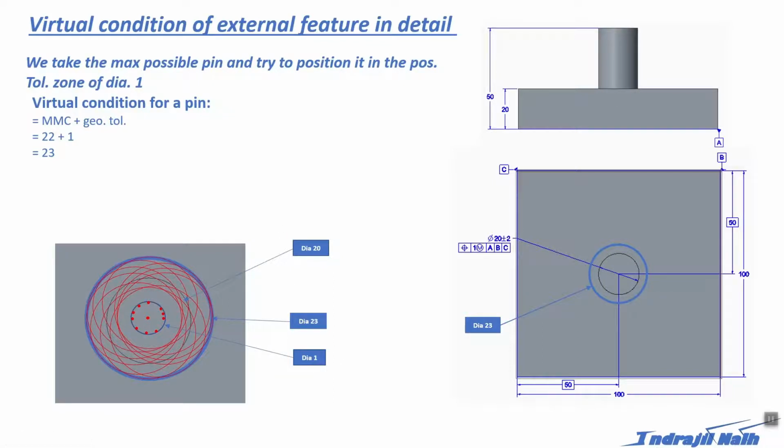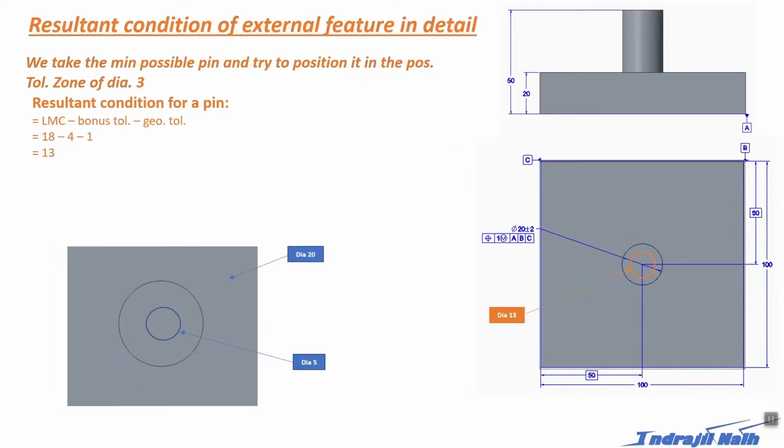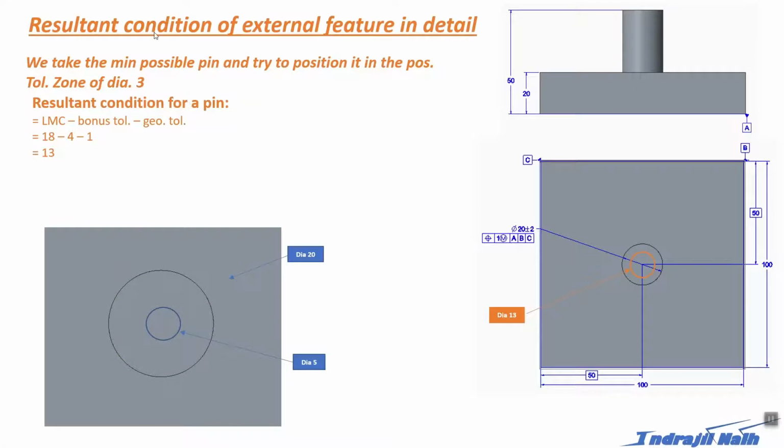Simple. So let's take the resultant condition. For the resultant condition, we take the minimum possible pin, the minimum size of the pin. Here the drawing size is 20, but actually it will be smaller. So let us take an example of the resultant condition in detail. We take the minimum possible pin and try to position it in the position tolerance zone of 3.